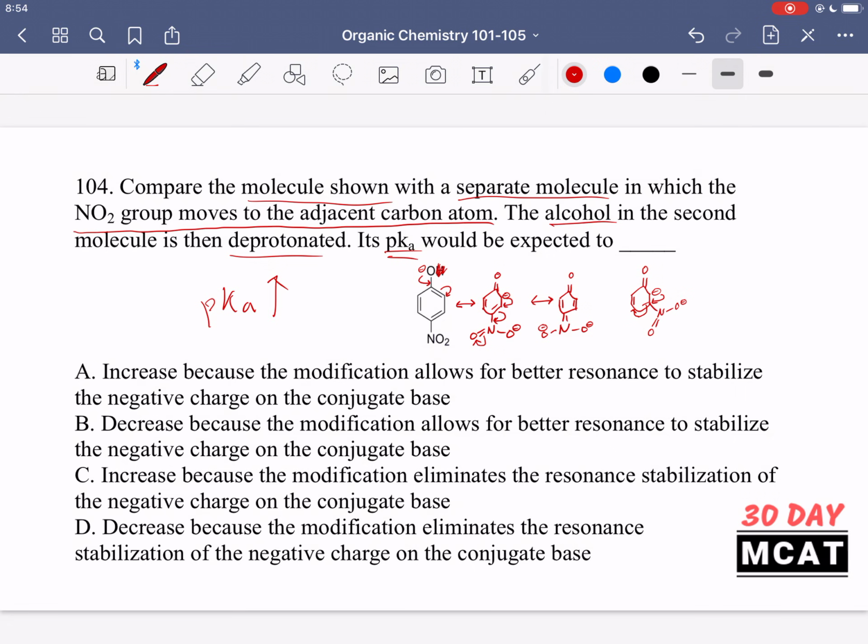Option A is saying we see an increase in pKa because the modification allows for better resonance to stabilize the negative charge. No, there isn't better resonance, there's worse resonance. Option B is incorrect because it's saying there's a decrease in pKa and also better resonance. Option C is saying there's an increase in pKa because the modification eliminates the resonance stabilization of the negative charge. Yes, it greatly reduces it. And then D is incorrect because it's talking about decreasing the pKa, but no, pKa goes up.